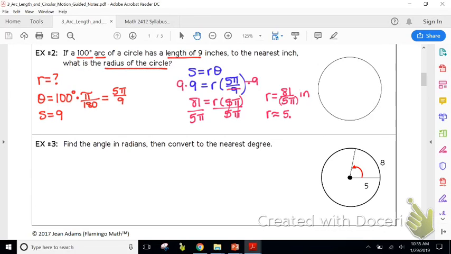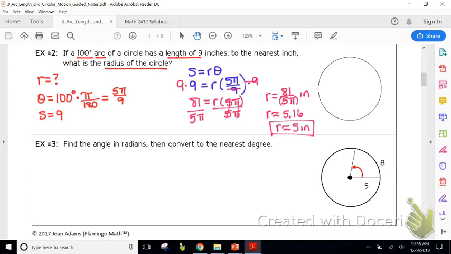Yeah, it comes out to be like 5.16 or something. 5.156. All right, but it says round to the nearest inch, so the whole number, which would be 5 inches. So I'm not going to box that top one because that would be our exact answer, but this one was specific and said round to the nearest inch. All right, so there's example 2.